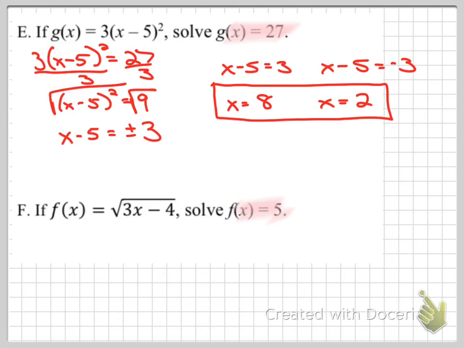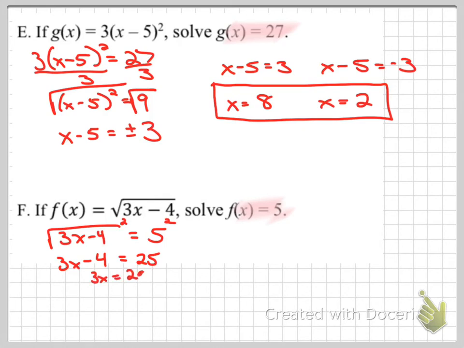Last one, see if you can do F. Pause your video and try F. Okay, here we go. If all of it is under a square root, how do I undo a square root? Well, I do the opposite. I square both sides. 3x minus 4 equals, when you square something, it's always positive, 25. If I add 4, I would get 29. Divide by 3, and x equals 29 over 3.